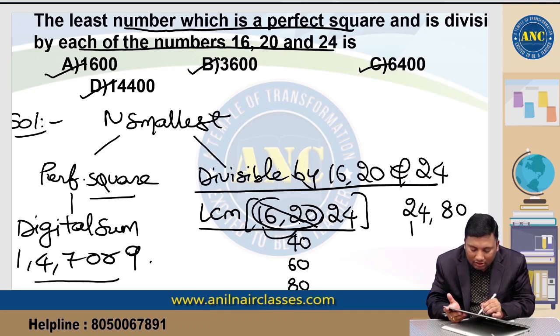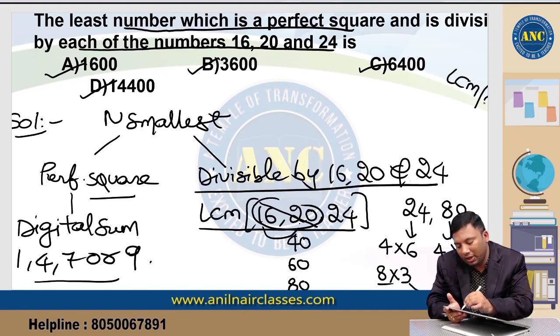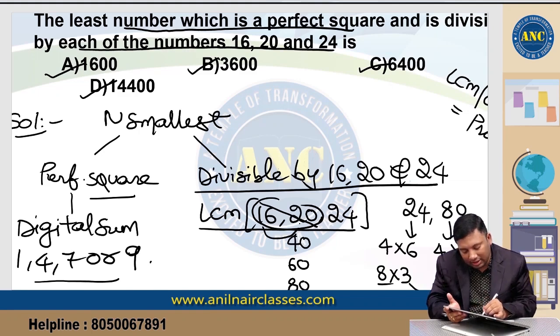Suppose for example, this is 4 into 6 and here it is 4 into 20. Here we can write it as 8 into 3 and here it is 8 into 10. 8 is common, take it out. 3 and 10 are co-prime numbers. LCM of co-prime numbers is always a product. 3 tens are 30. So the answer for this question is 240.